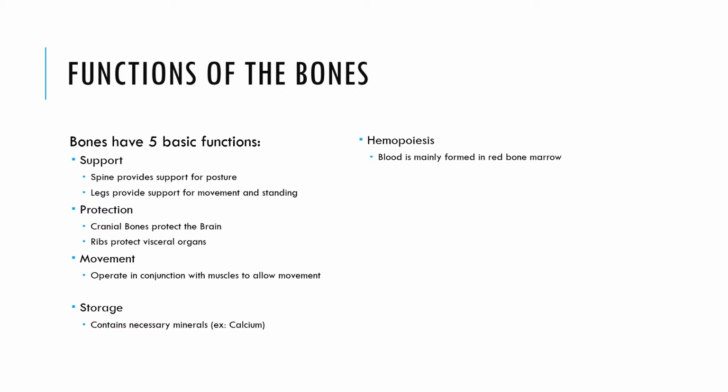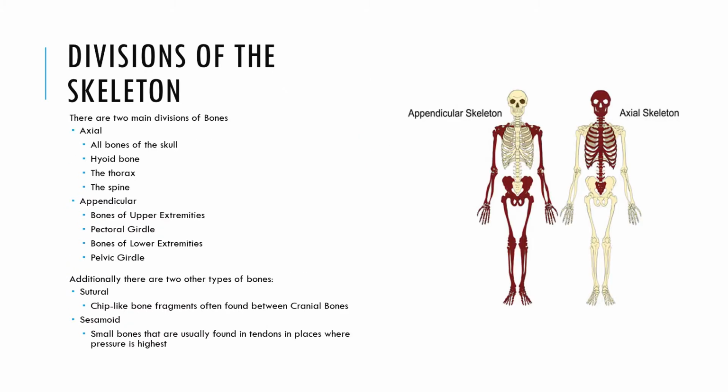Then there's movement, which operates in conjunction with muscles to allow the movement to happen. There's also storage. The bone functions as storage, containing the necessary minerals, for example, calcium. Then there's hemopoiesis, which is basically saying that's where blood is made, because we find out in the book that blood is mainly formed in red bone marrow.